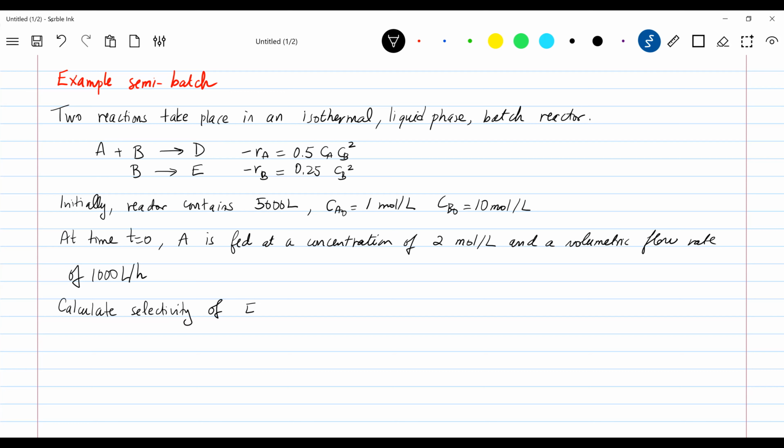of E with respect to D after 4 hours. So that looks a little daunting, but it's actually not. It's actually not daunting at all.